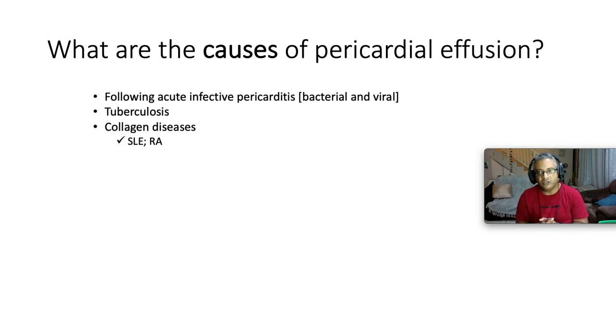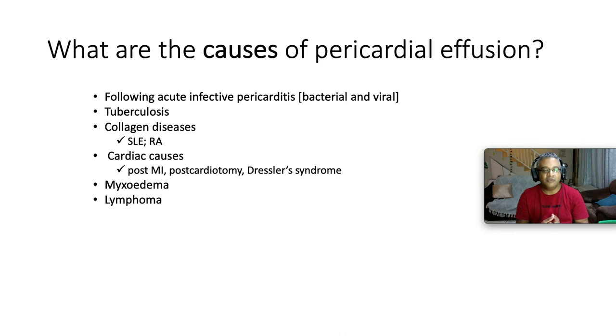Okay, so the cause of pericardial effusion, remember there's a visceral pericardium and a parietal pericardium, and you've got fluid in there. If the fluid accumulates in that potential space, that's what we call pericardial effusion. So it can develop following acute infective pericarditis, be it bacterial, viral, right? Tuberculosis, you know, is very common. Collagen diseases like rheumatoid arthritis and systemic lupus erythematosus, the wolf.